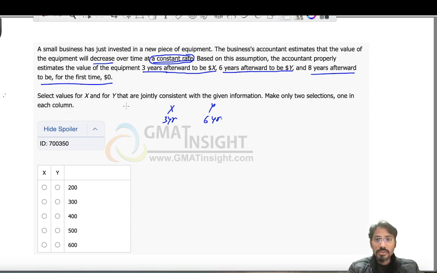So the question is talking about 8 years, and in 8 years it's becoming 0 and it's decreasing at a constant rate. So here I think it would be prudent to take an assumption. Maybe the price initially was 800. Why did I take it as 800? Because in 8 years it's becoming $0, right? So in 8 years, if it's decreasing at a constant rate, let's assume every year the decrease is 100, right? So at the end of the first year, this will be 700.